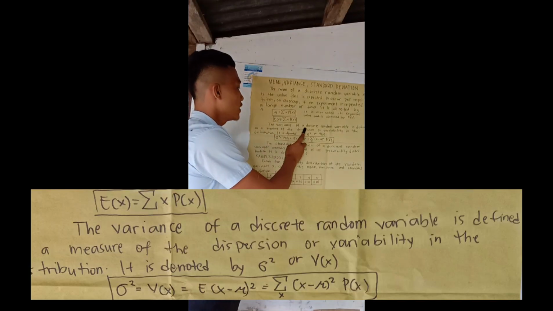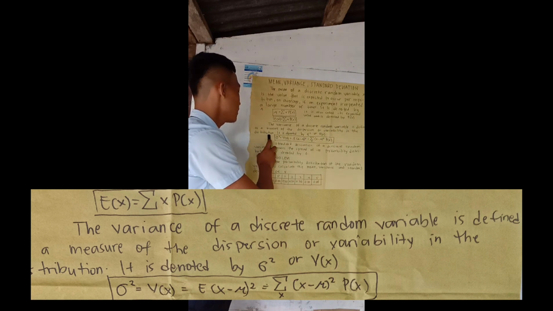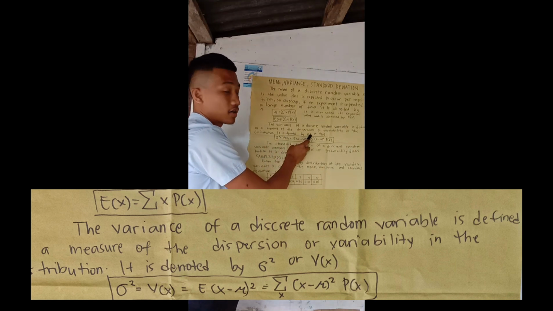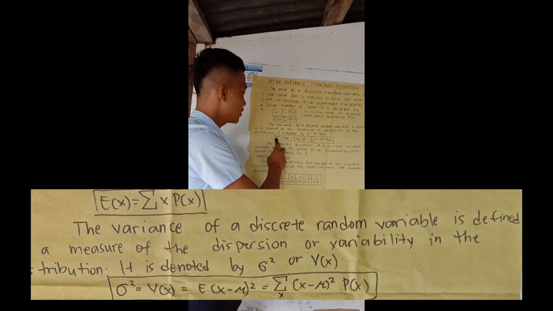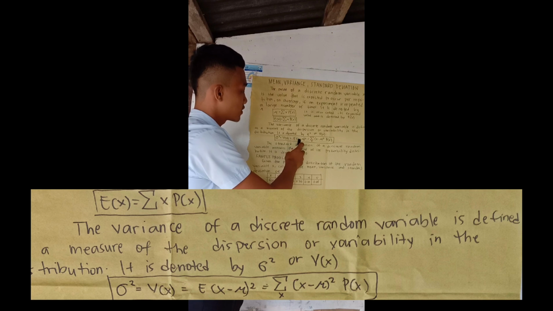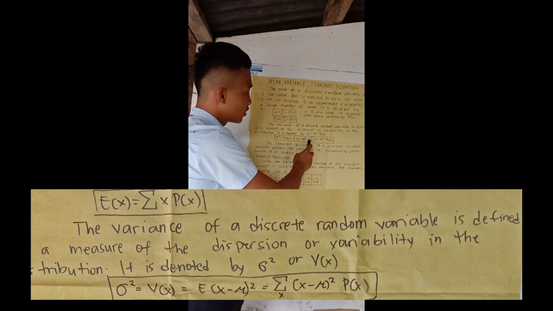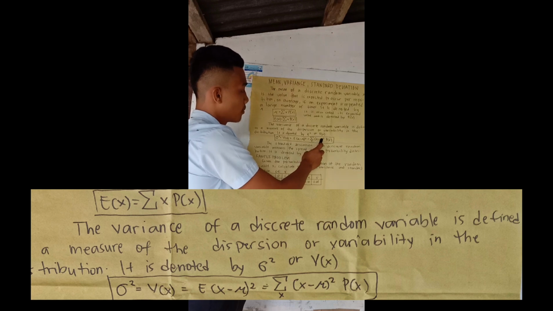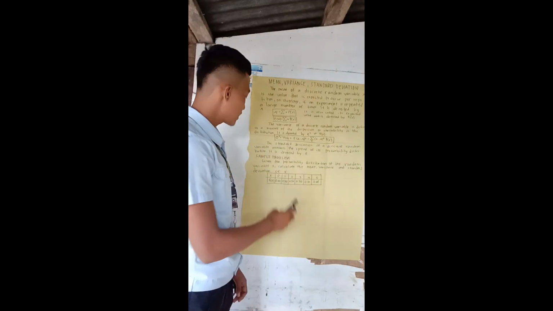The variance of a discrete random variable is defined as the measure of the dispersion or variability in the distribution. It is denoted by sigma square or simply by the V of x. And this is our equation to get the value of variance. Sigma square is equal to V of x is equal to E of x minus mu, the value of our mean, squared, or it is equal also to the summation of x minus mu squared multiplied by the P of x.